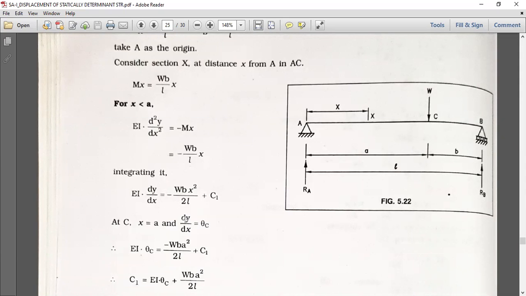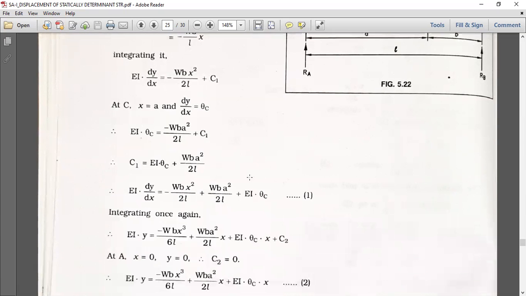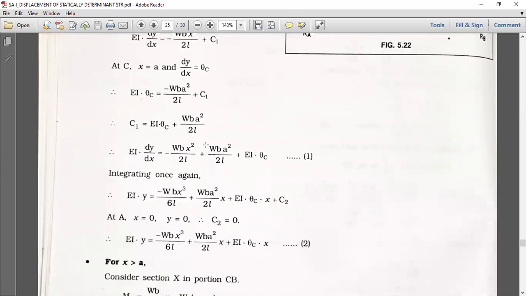Integrate it. EI dy by dx is equal to minus W B x square upon 2L plus C1. Put the value x is equal to A and dy by dx is equal to theta C. So C1 is equal to EI theta C plus W B A square divided by 2L. We have this equation of slope. EI dy by dx is equal to minus W B x square divided by 2L plus W B A square divided by 2L plus EI into theta C.